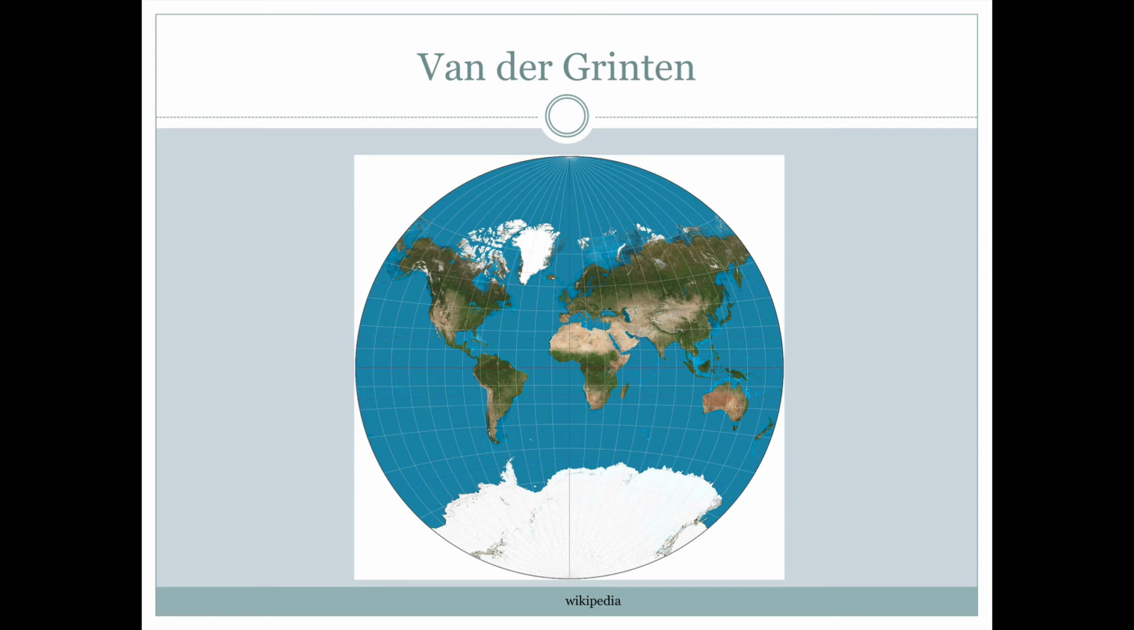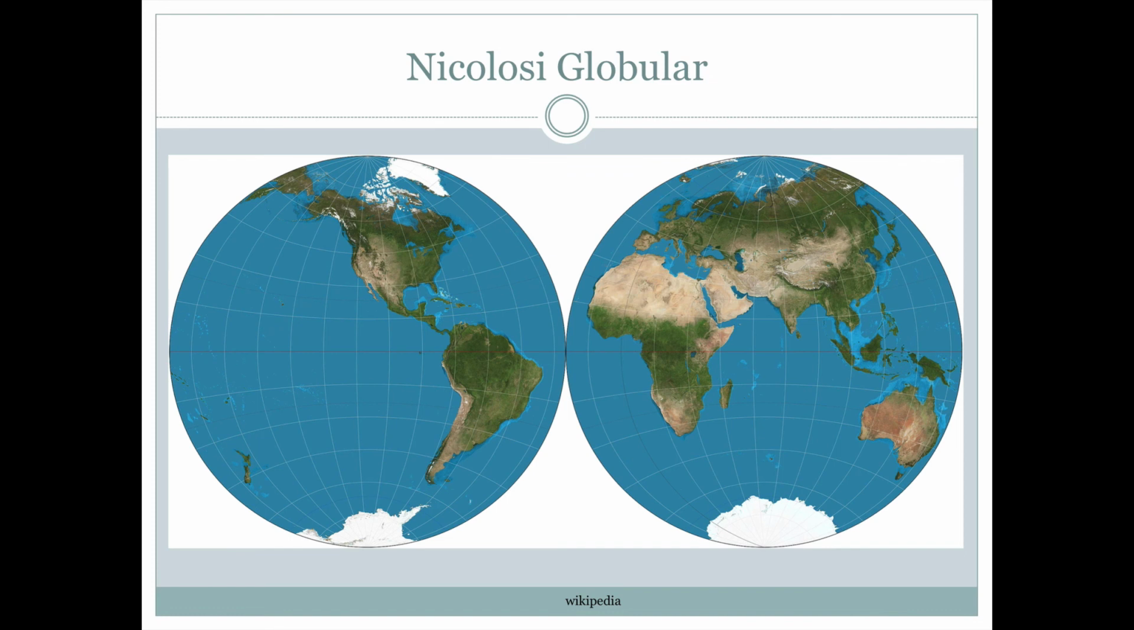So one way around this is, instead of trying to put the entire Earth inside of one circle, what if we put the entire Earth into two circles? And this is the Nicolosi Globular map projection, called globular because it's supposed to resemble a globe, in which we have one side of the globe over here. This point here is the one point along the equator where the two map projections actually touch, and then the other side of the globe is shown over here.